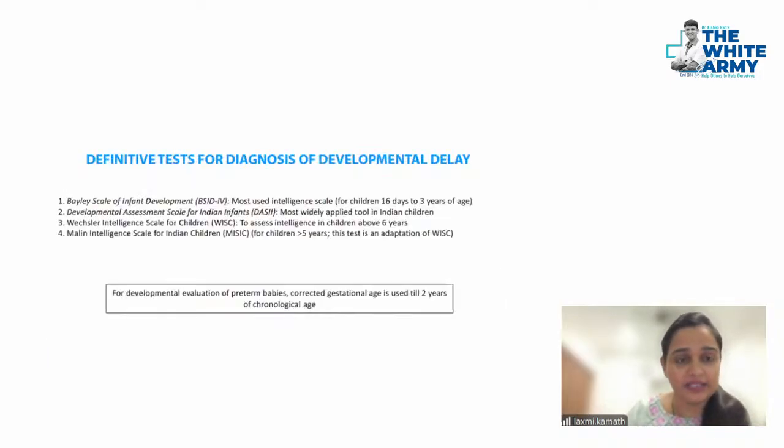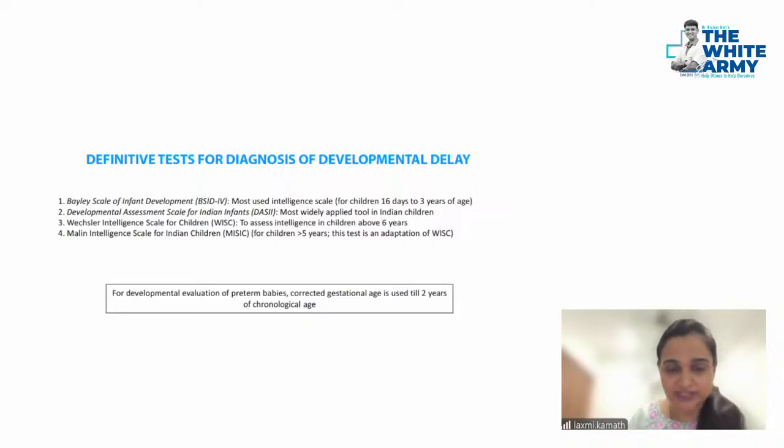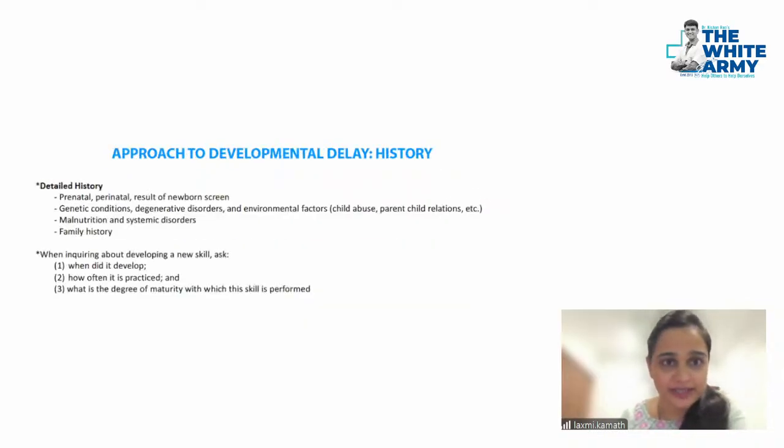After that, I told you that you just have to know the names of the definitive tests. You may not need the details of the developmental test, but you should remember the names of definitive tests like the Bayley scale, the DASII scale, that is the Developmental Assessment Scale for Indian Infants, then the Wechsler Intelligence Scale, and the Mullen Intelligence Scale. At least these names you should write in your exams.